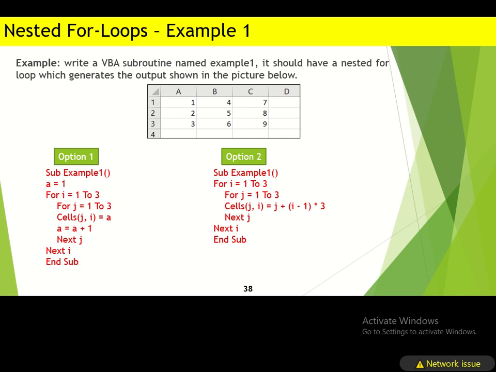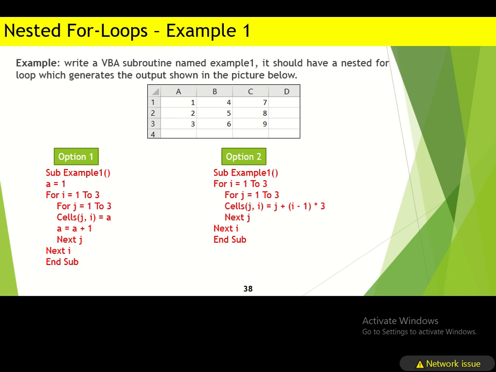j equals what? For the first time j will be 1. So 1 plus 1 minus 1 is 0. 0 into 3 is 0. So it will be 1. Next time j will be 2. So 2 plus 1 minus 1, 0, 0. And again, second time it will be 3, 3 plus 0, 3.